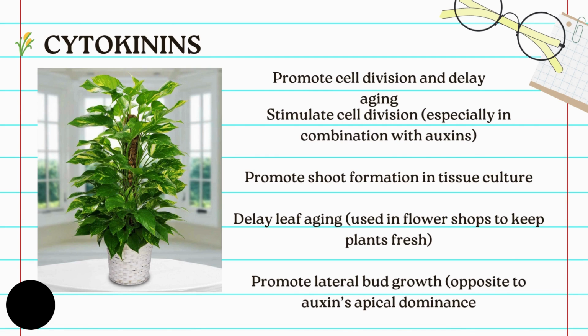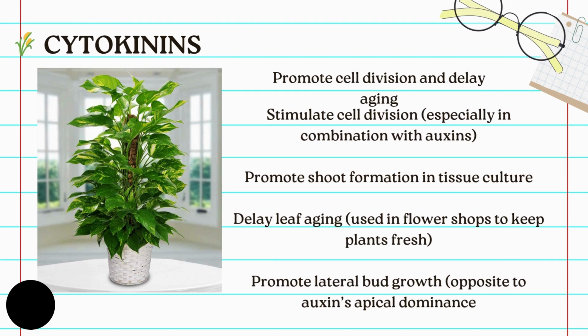It delays leaf aging, and in some flower shops they use this hormone to spray the plants so that they can stay looking fresh and looking healthy. And it promotes lateral bud growth. So instead of the plant growing taller, it's more about helping the flowers and the leaves grow. So that's what it does more.